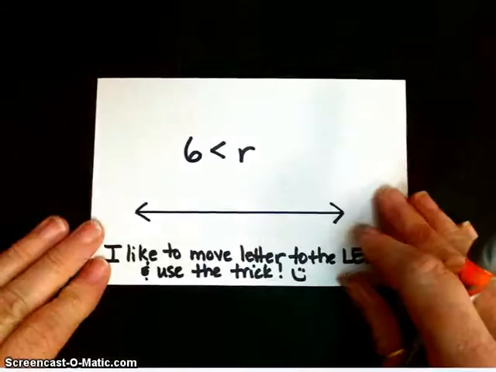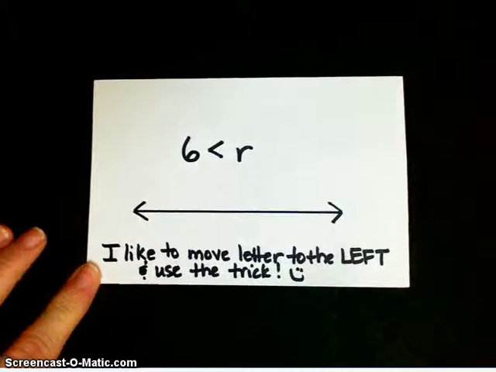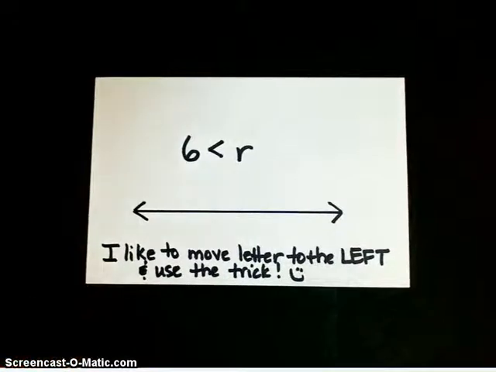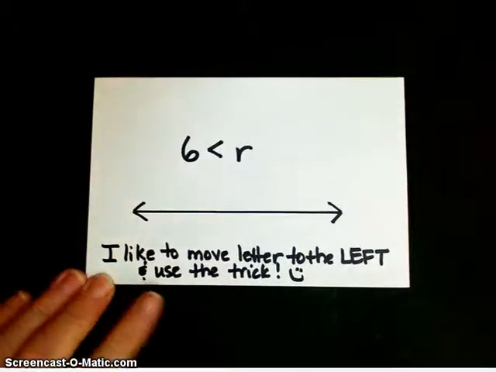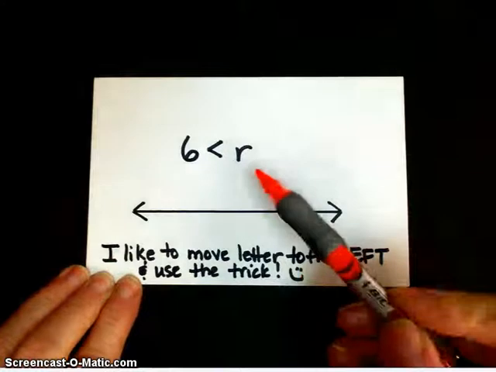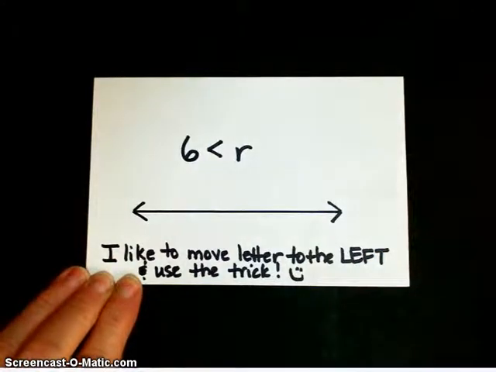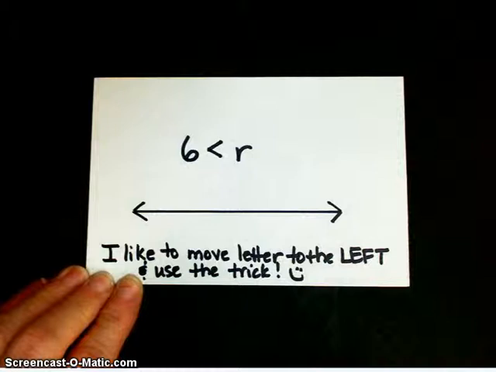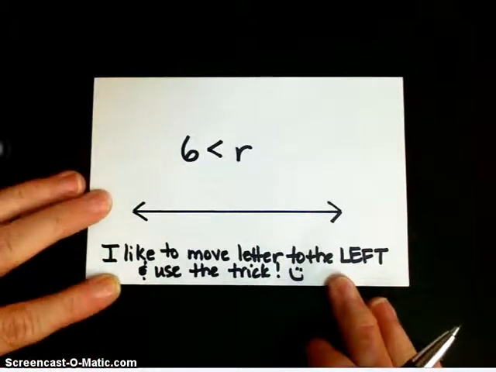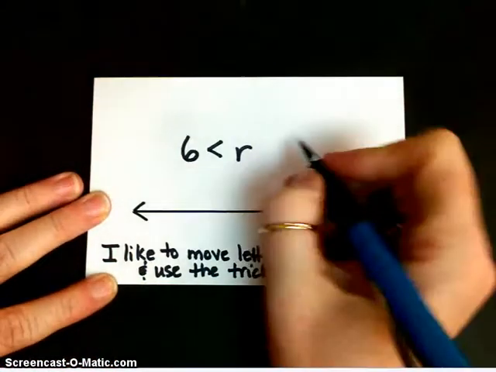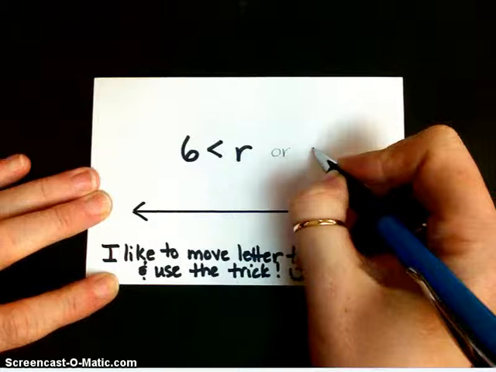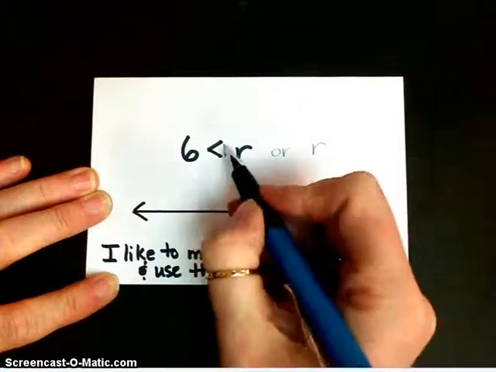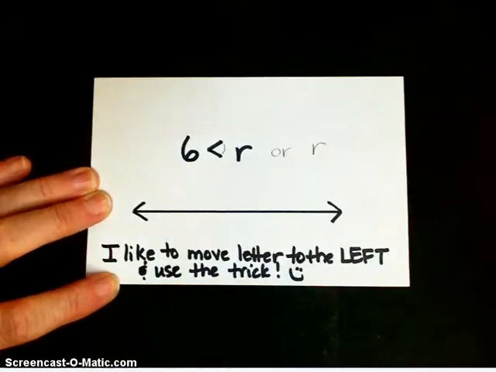Now let's look at another one. This one says 6 is greater than R. But guys, my brain doesn't see these the right way. I know that this actually means R is greater than 6. And so I always like to move the letter to the left and then use the trick that we just talked about.